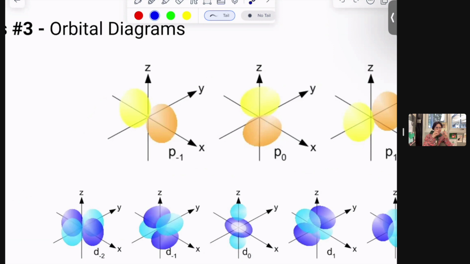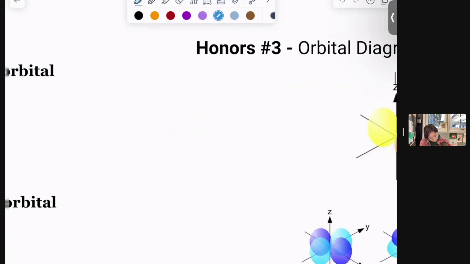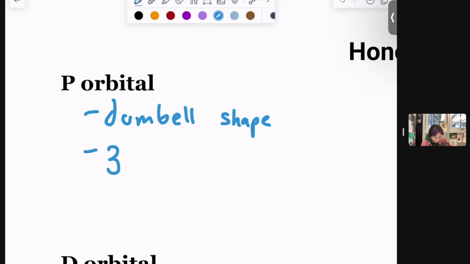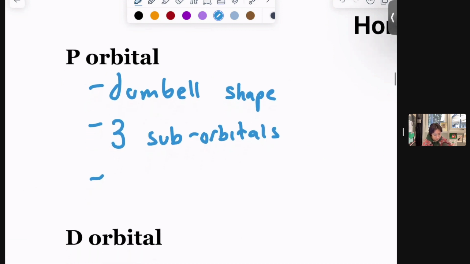So a p orbital always has this weird shape. It's called a dumbbell, one way we could represent it. A dumbbell shape. There are 3 suborbitals. And because each suborbital holds 2, it can hold 6 electrons total.